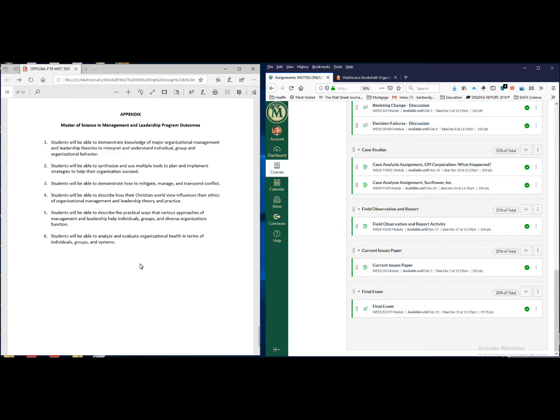Students will be able to describe how their Christian worldview influences their ethics of organization management and leadership theory and practice. Again, we go back to what does the Christian worldview have to say? Well, I've already started this process by saying God created us. We have these neural cells. We have these mirroring neurons. We have this pre-organizational predisposition to accept information, categorize it, organize it, and then that turns around and shapes how we view the world.